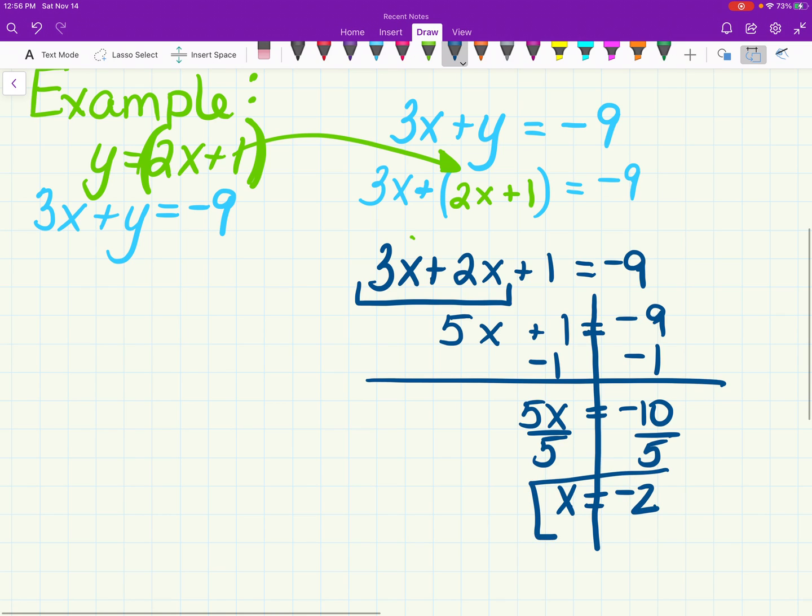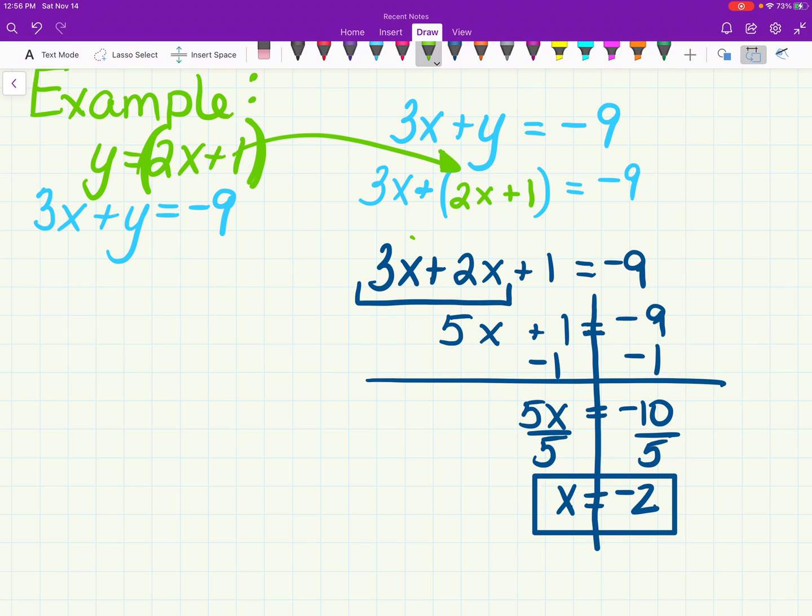This is only half of the solution. Remember, we need to know what the y is. We know negative 2 is where it's going to cross, but we need a point. So we're not done. We want to go back and plug negative 2 into one of the equations to solve for y. It doesn't really matter which one.